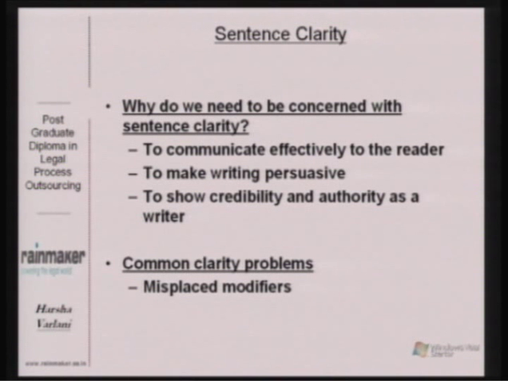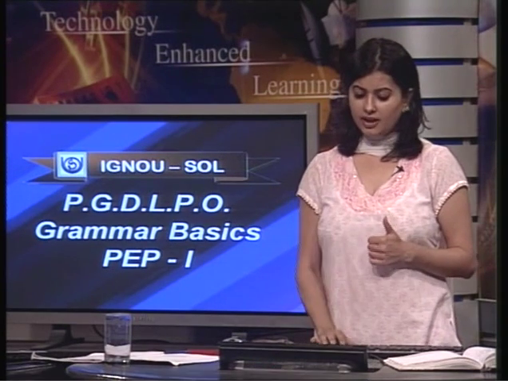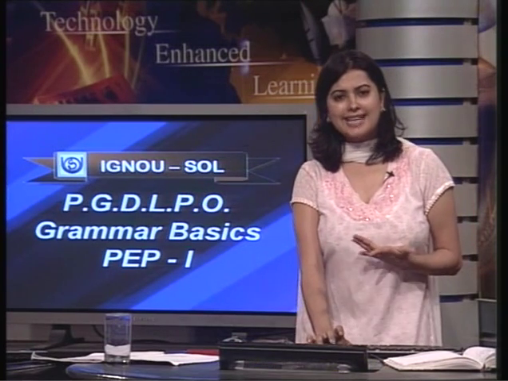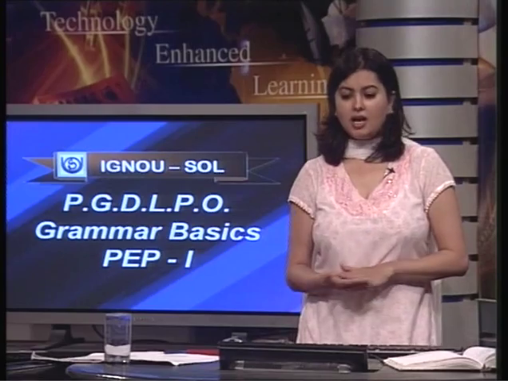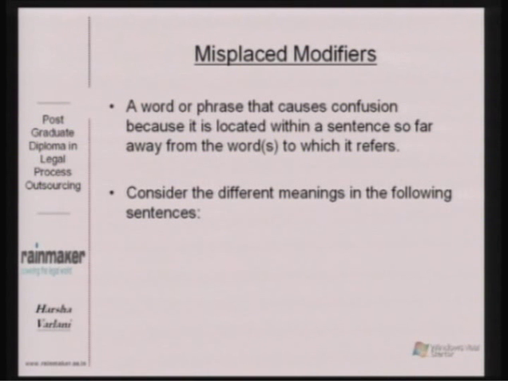Common clarity problems. A lot of us, while we are writing, like I mentioned, have subject-verb agreement issues. If your subject and verb are not in agreement with each other, it causes a lot of issues, especially while writing, so the person reading it does not understand what you are saying. Some of the other common clarity problems are misplaced modifiers. What exactly are misplaced modifiers? A word or phrase that causes confusion because it is located within a sentence so far away from the word or words to which it refers.